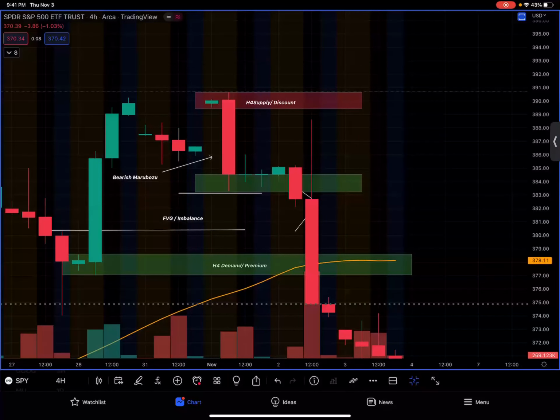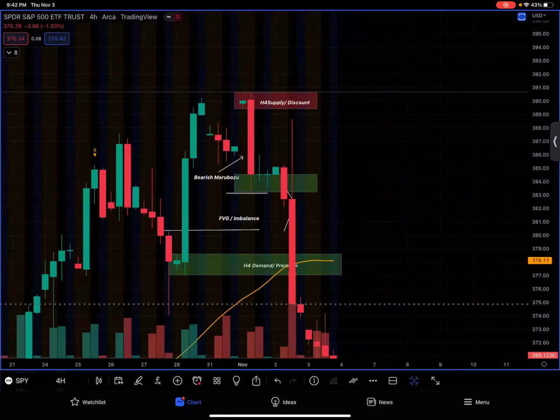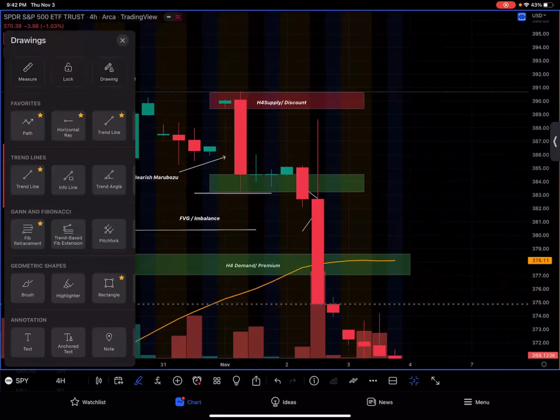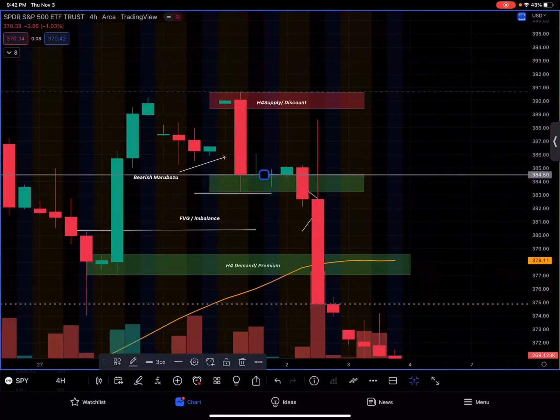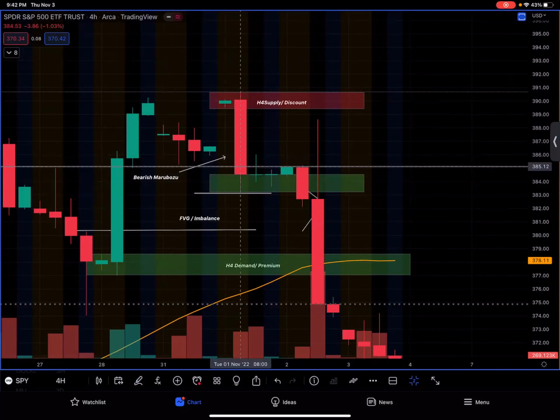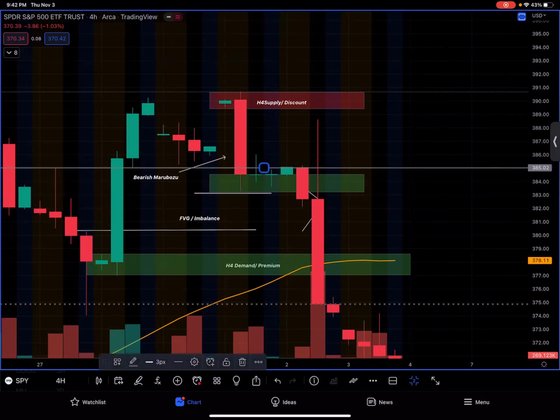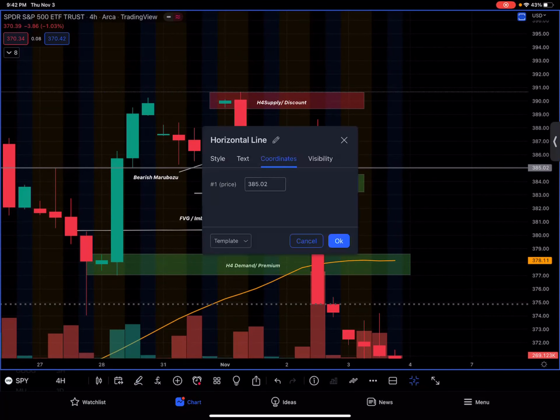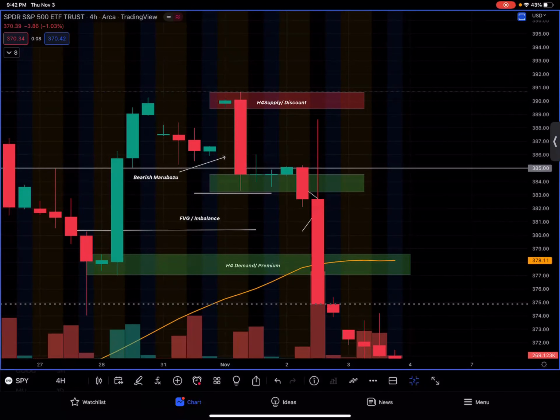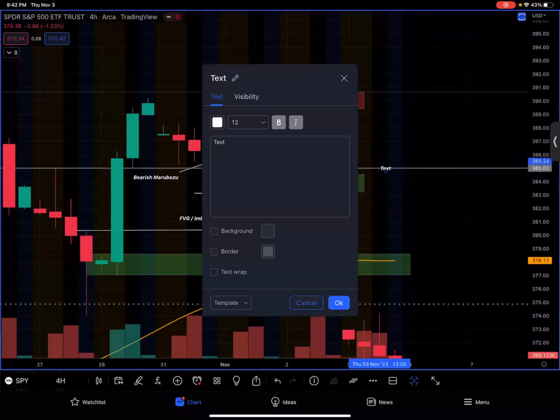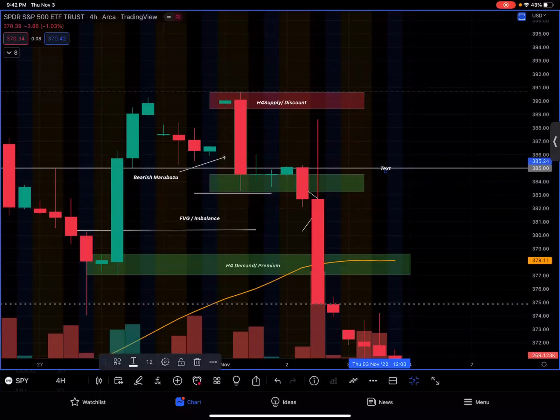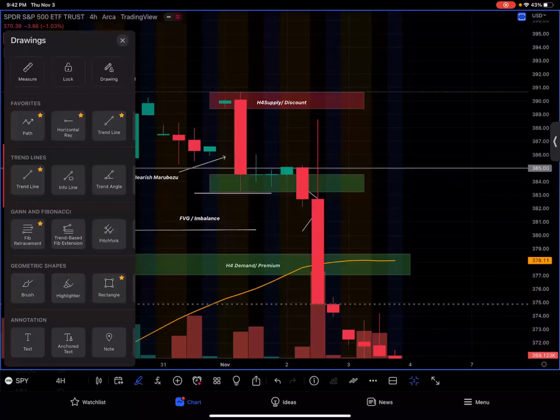Okay. And I'm also seeing some dojis here within the internal structure. So what I'm going to do is mark off this doji as equilibrium, which makes sense. 385 is the midway point between 390 and 380, key psychological levels. So I'm just going to mark that as support.